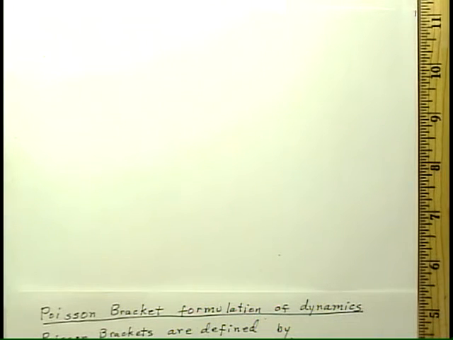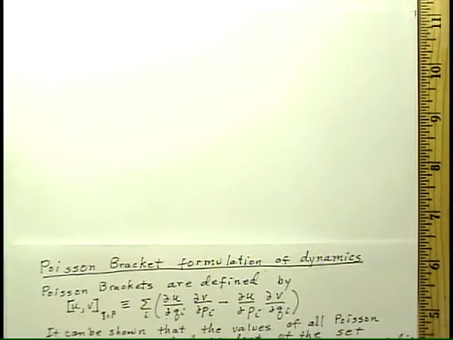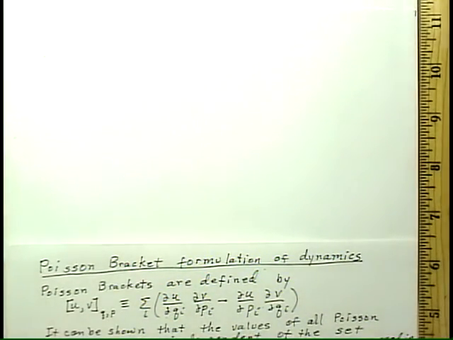We now continue with our review of classical mechanics by looking at the Poisson bracket formulation of dynamics. Poisson brackets will give us insight into some of the Lie algebra structures that we will encounter later. The Poisson brackets are defined by the following equations.